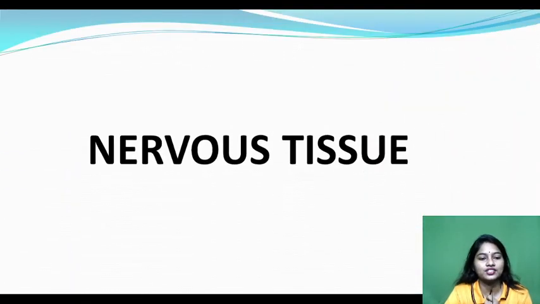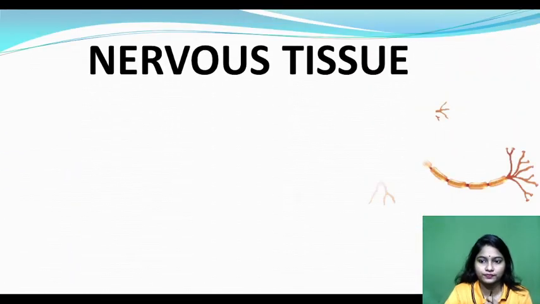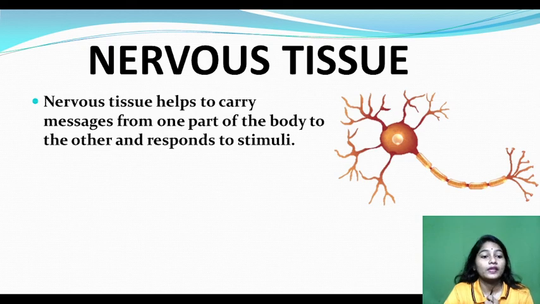Now next is nervous tissues. Nervous tissues help to carry messages from one part of the body to another and respond to stimuli. Can you recall that we have discussed that tissues' shape is according to the function they perform. So what is the function of nervous tissue? They carry messages from one part to another, so they need to be long. That's why their size is long.